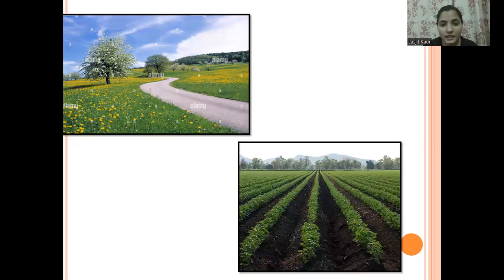So now I will be showing you two different images. You have to observe these images and then answer my question. The first image is a beautiful landscape in which beautiful trees and flowers are being grown. The second picture is of farmland where crops are being grown. Now you have to tell me from where these plants get nutrients to produce food, or from where they get water for their survival.